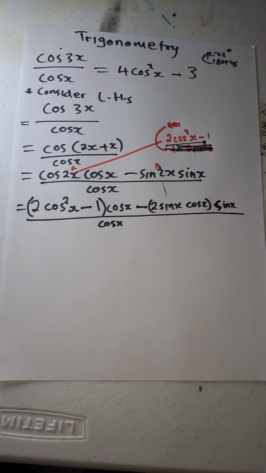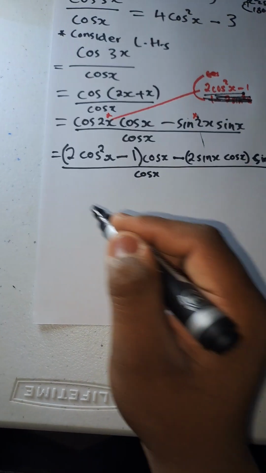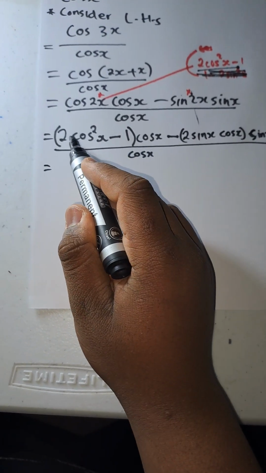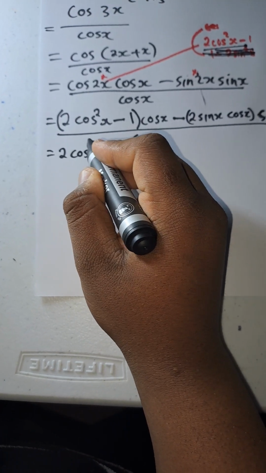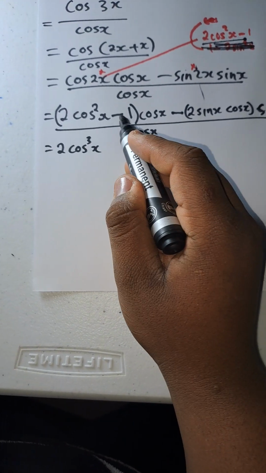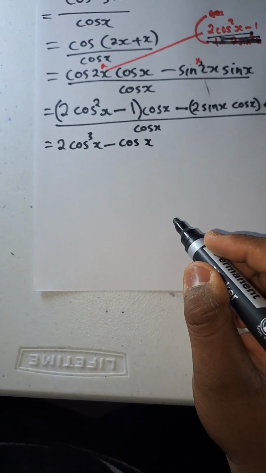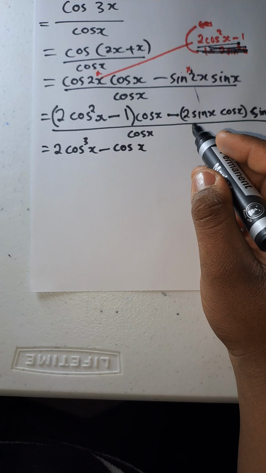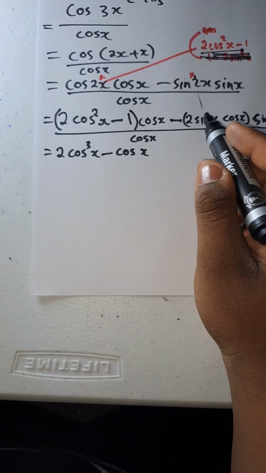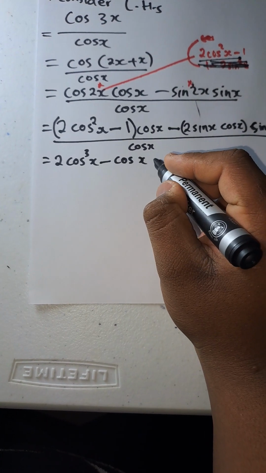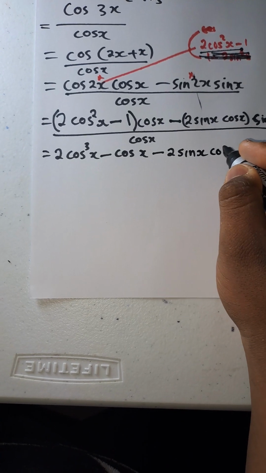So now when it is like this, we are still gonna continue there. So I will have to remove the brackets and multiply. So 2 cos squared x times cos x is 2 cos cubed x. And then minus 1 times cos x is minus cos x. So you're gonna continue. Then I'm gonna multiply the other one. So what is negative times 2 sine x cos x? It is the same as minus 2 sine x cos x.